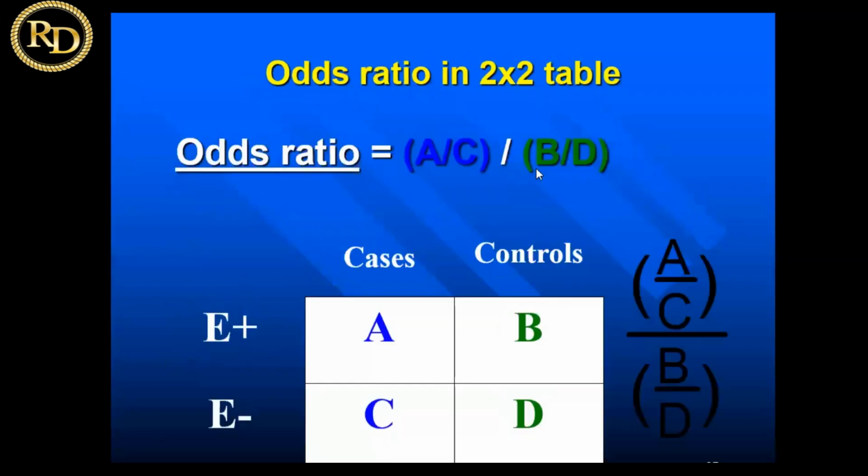Next, this is the odds ratio, A by C and then by B by D. These are the cases, these are the exposures, these are the non-exposures. Odds ratio is A divided by C, and then division by B divided by D, that is controls by the non-exposures. A are the cases, these are the exposures, and these are the non-exposures. So A divided by C, again divided by B divided by D.